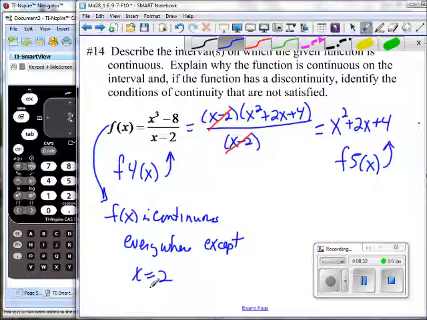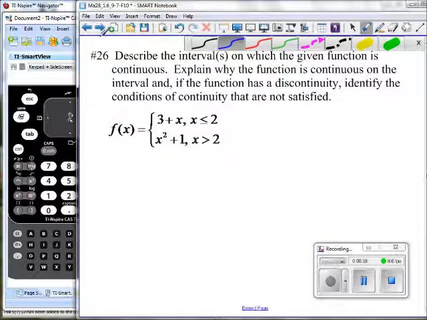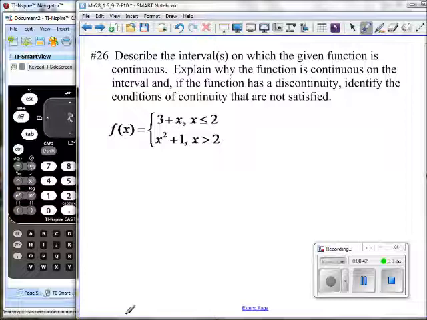Okay, let's go on to the next problem. Discuss the intervals on which the given function is continuous. Explain why the function is continuous on the interval.